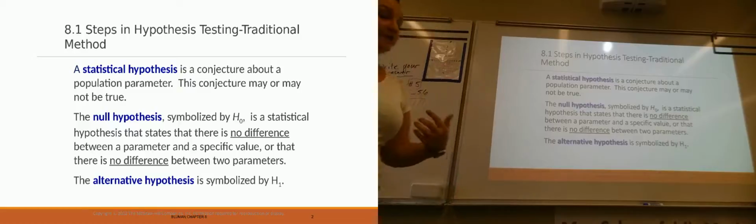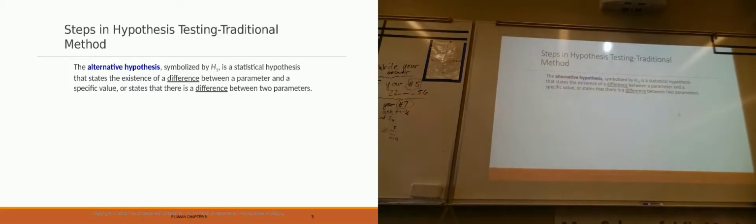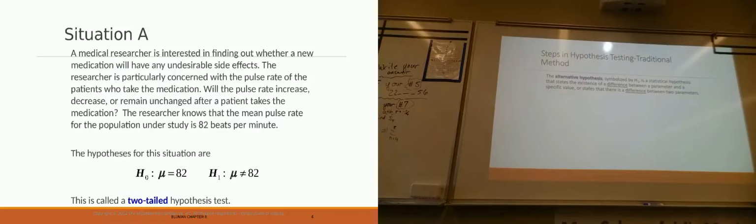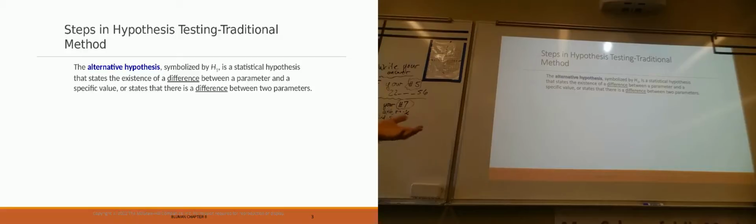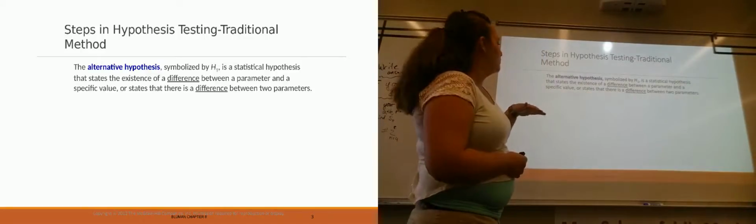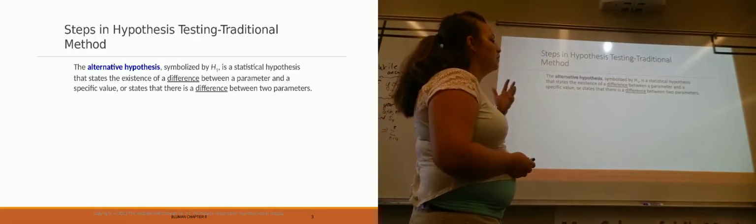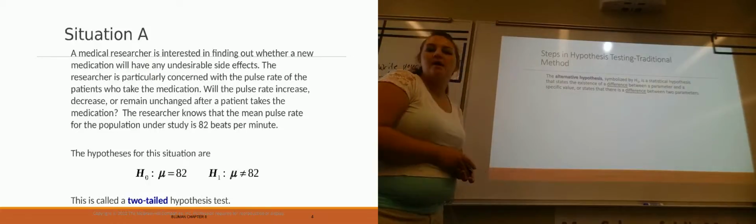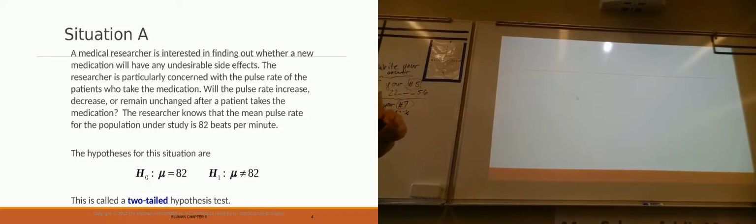The alternative hypothesis is what our next slide is all about, and we're going to have an H1 for that. The alternative hypothesis, H1, is a statistical hypothesis that states the existence of a difference of a parameter from a specific value, or states that there is a difference. That just sounds terrible. Again, it's not all that bad.